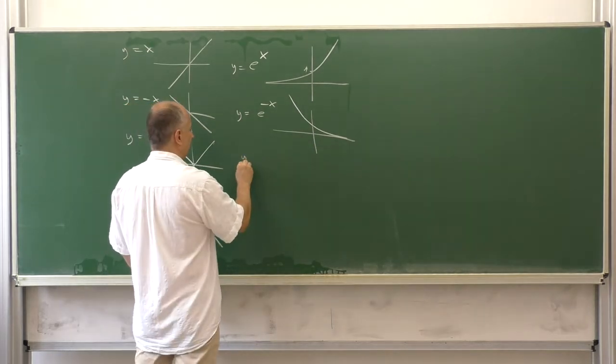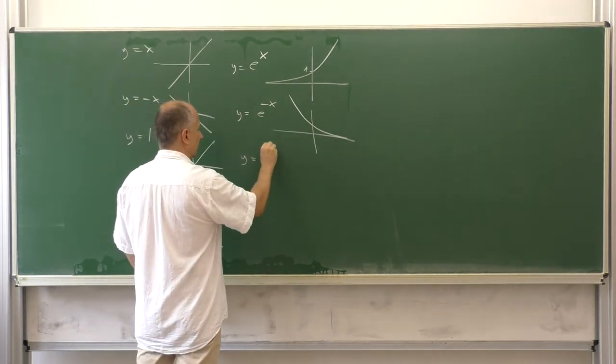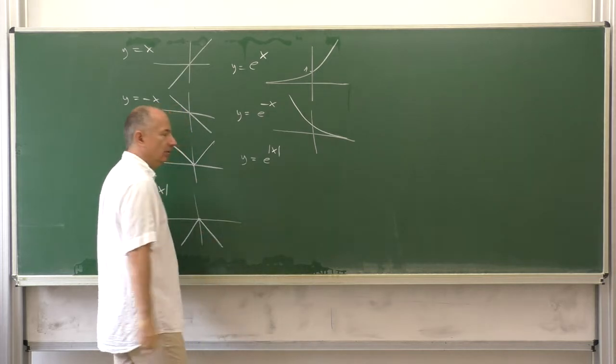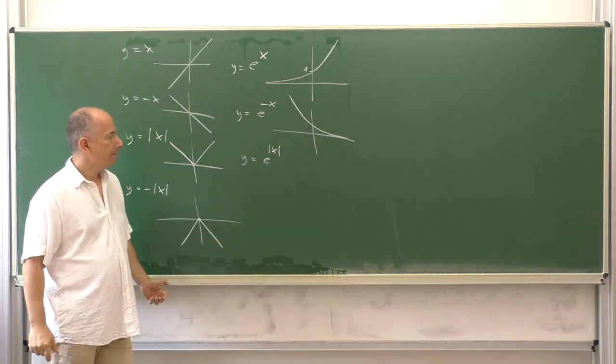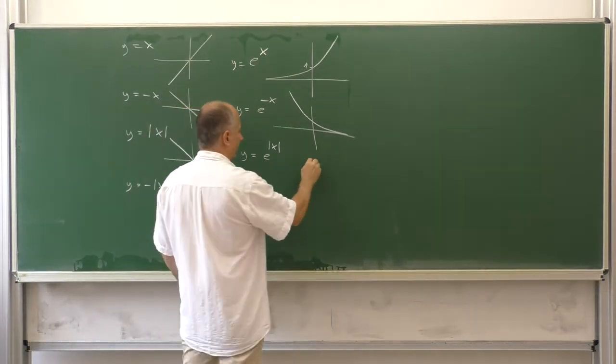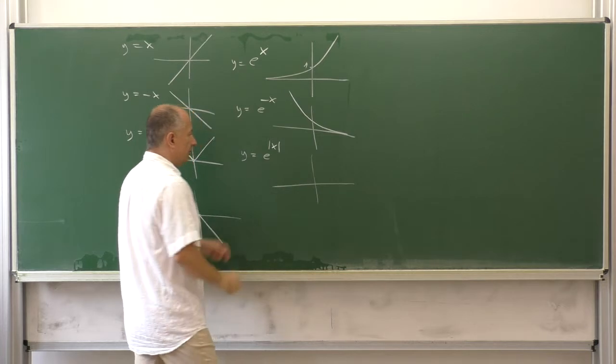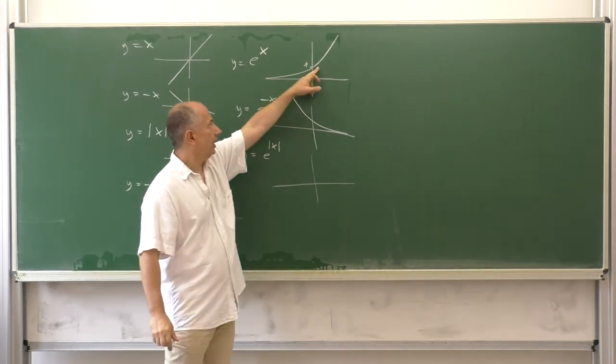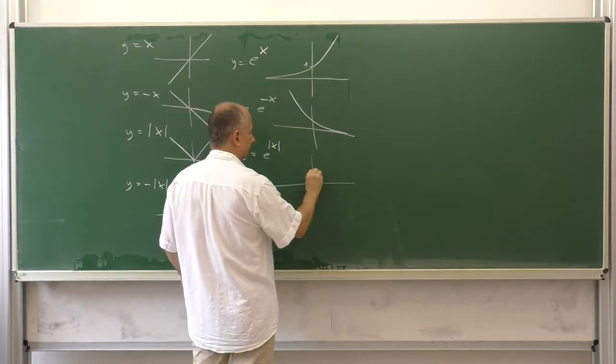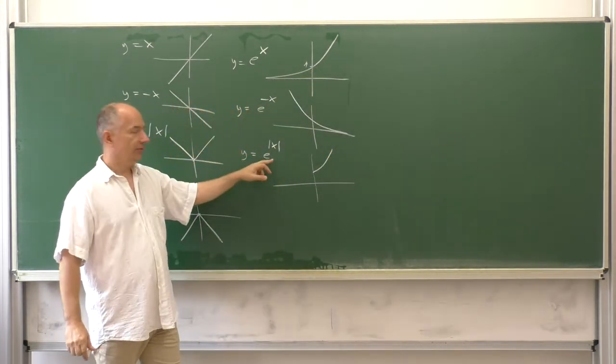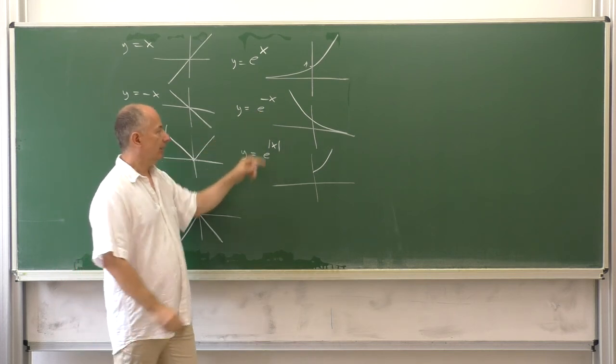What if we have the function e to the absolute value of x? Then for positive x, it looks like that. And for negative x, it looks like that.